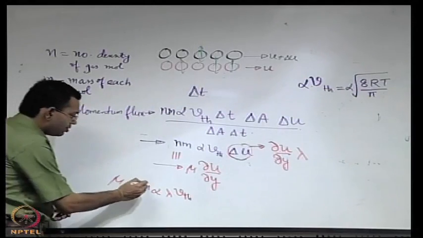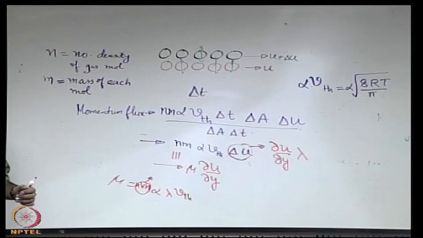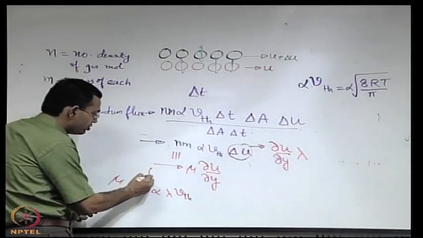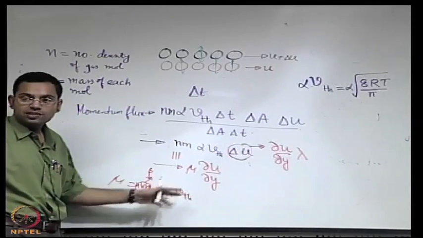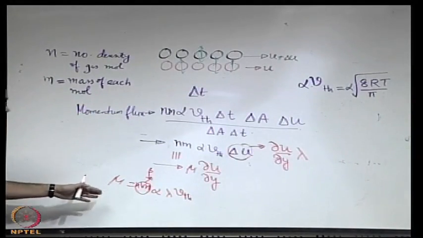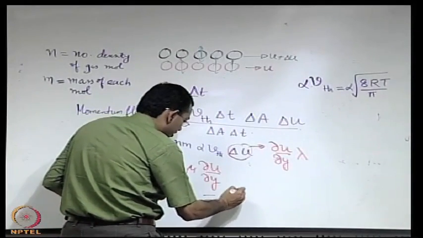N into m is what? It is basically the density, the mass density of the fluid. So it is rho into alpha into lambda into this thermal velocity. So it is something which we can just write in this way.